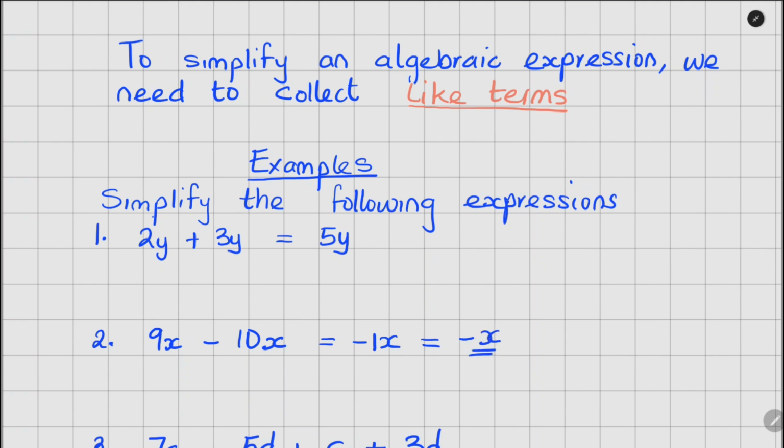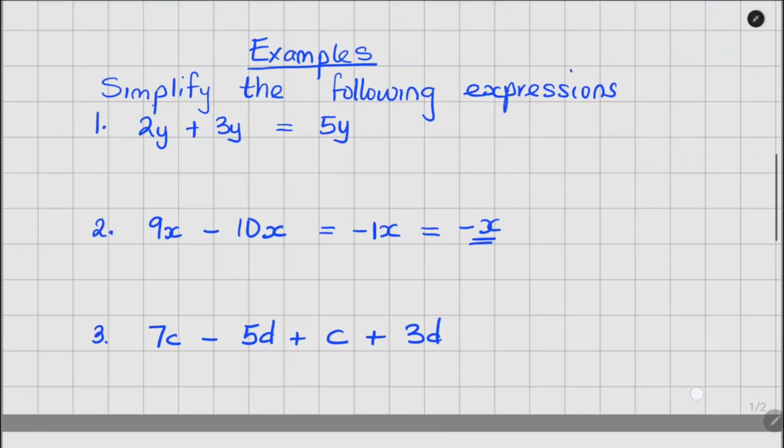All right. Now, the next question, question number 3, has a combination of variables. We have 7c minus 5d plus c plus 3d. To do this properly, we need to collect the like terms. What are our like terms here? Our like terms are terms that both have c or they both have d.